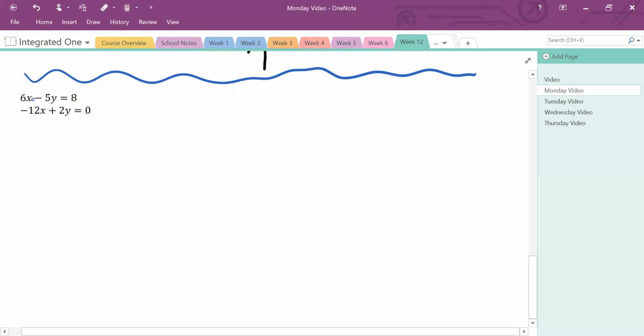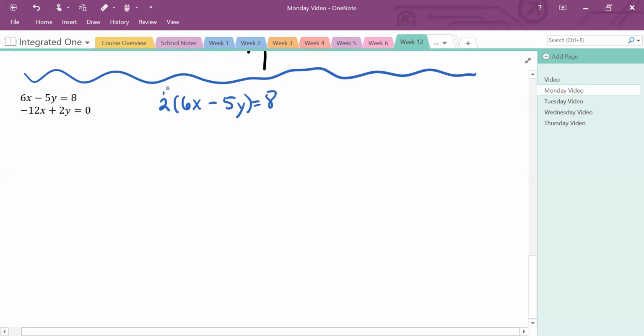So you have 6x minus 5y is equal to 8, and negative 12x plus 2y is equal to 0. Well, if I multiply the top one by 2, I notice that this becomes 12x, and 12x minus 12x is 0. So let's do that. Let's take 2 and multiply it by 6x minus 5y is equal to 8.